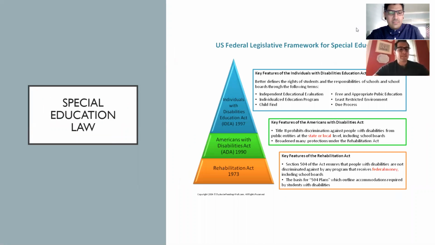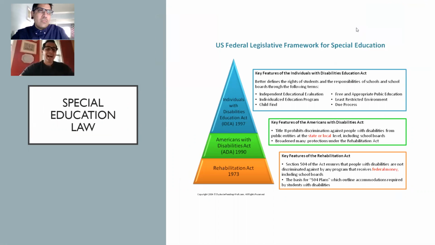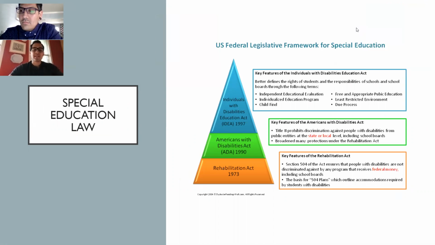Hello, my name is Stephen, and I'm going to talk about special ed law. Before we get into this, I have this triangle graphic. Essentially, it's the federal legislative framework for special education. We're going to start from the bottom of the tiers and work our way up, and see how these legislative laws have built on each other over time and have given rights and a voice to people and students with disabilities. To start off, we're going to talk about the Rehabilitation Act of 1973.